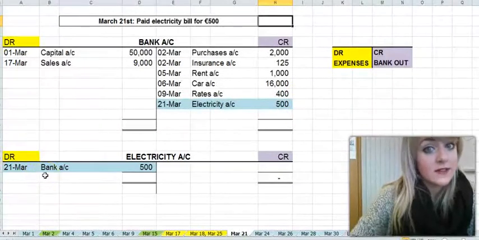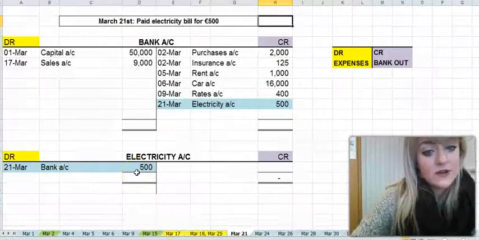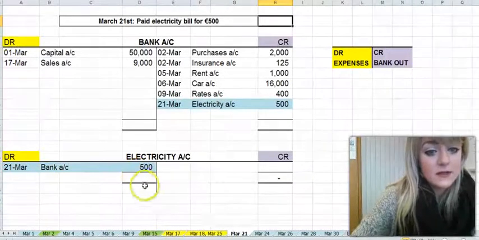I'm sure you've heard your parents complaining about the ESB bills all the time. The 21st of March, €500 is an expense. We debit our expenses.